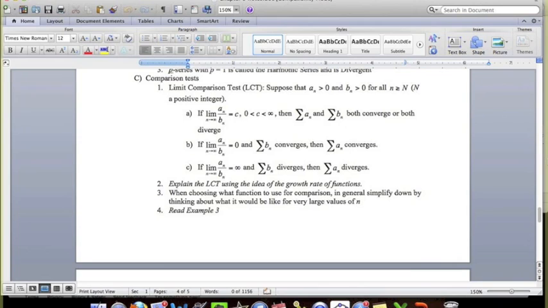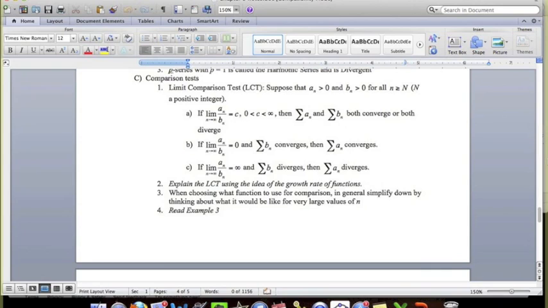If we get some number other than 0 or infinity, they both converge, or diverge. They both do the same thing. If we get 0 and the bottom one is convergent, then the top one is convergent. If we get infinity and the bottom one is divergent, then the top one is divergent.